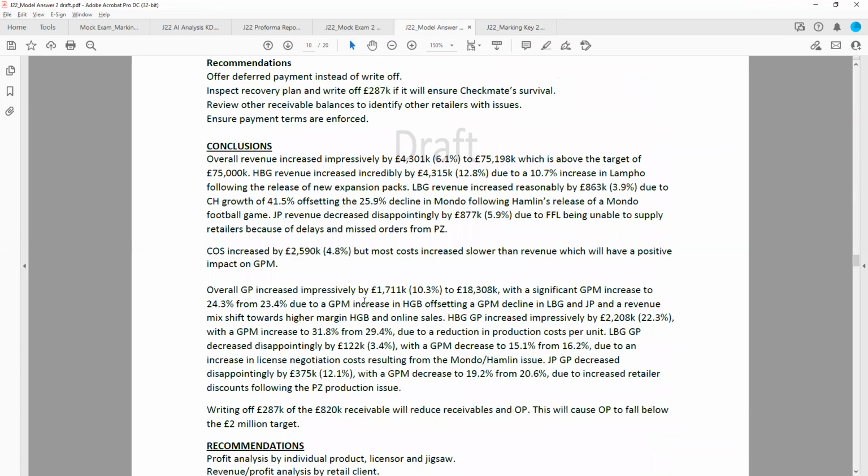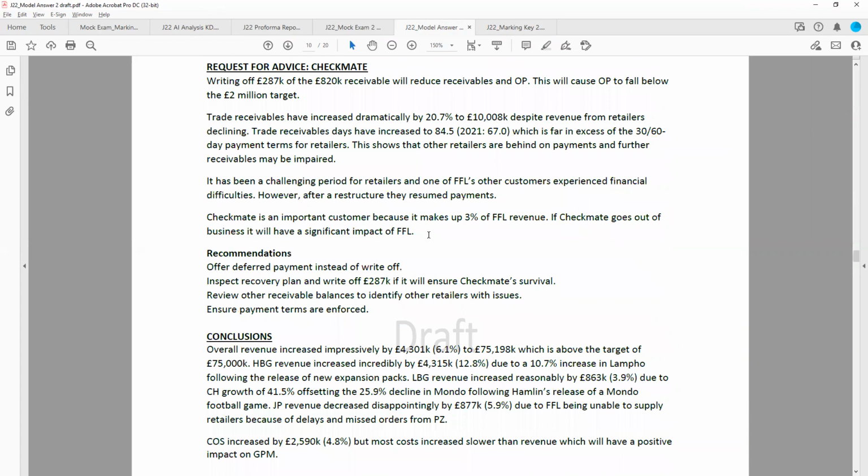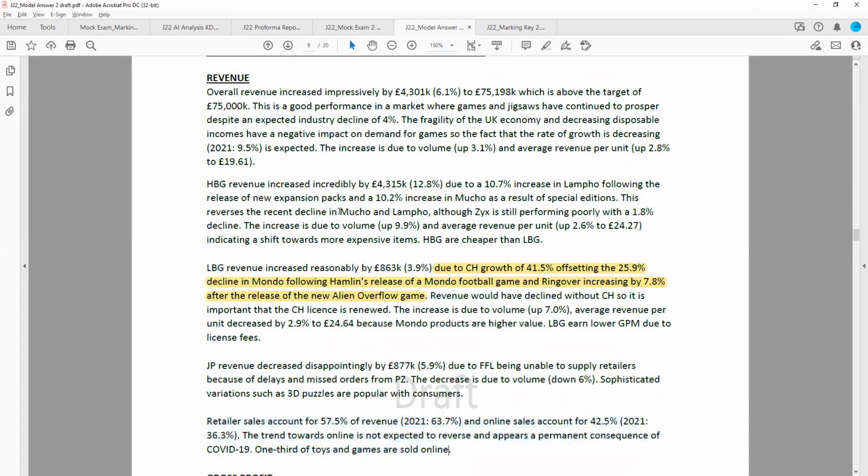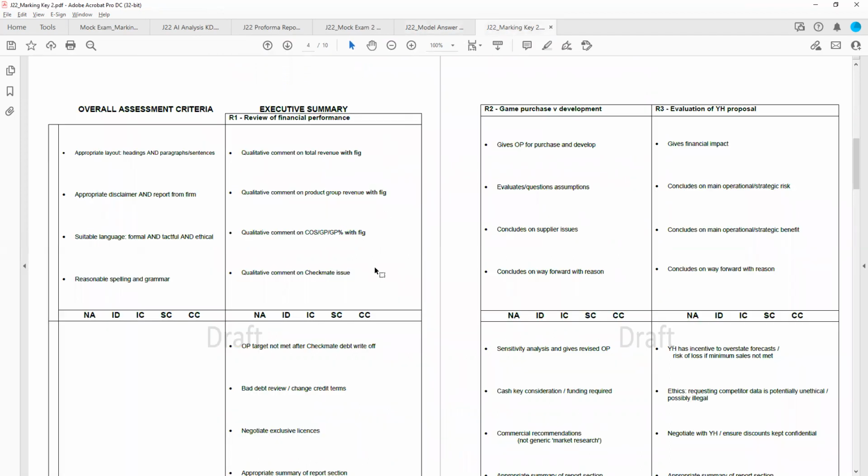They were just the brief headline number. They didn't have any of our interesting further analysis points in there. But what we can do for our exec summary is then bring some of those additional points into the exec summary, and they'll be worth some marks on the marking key.